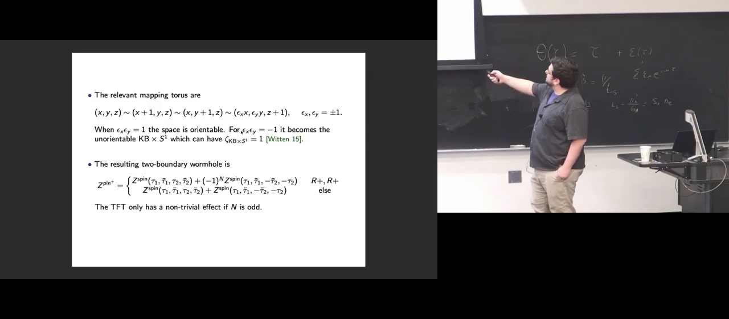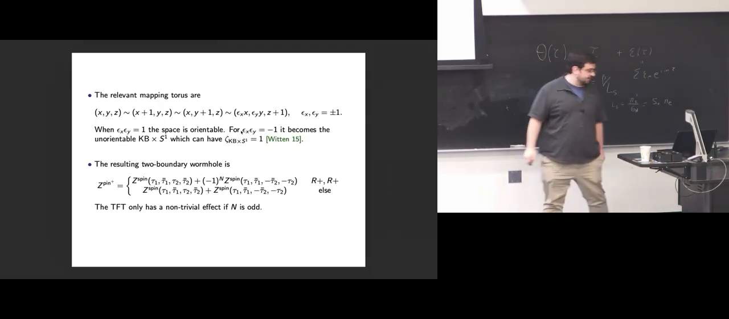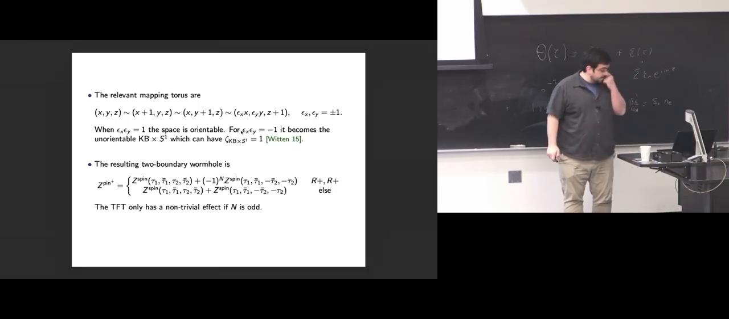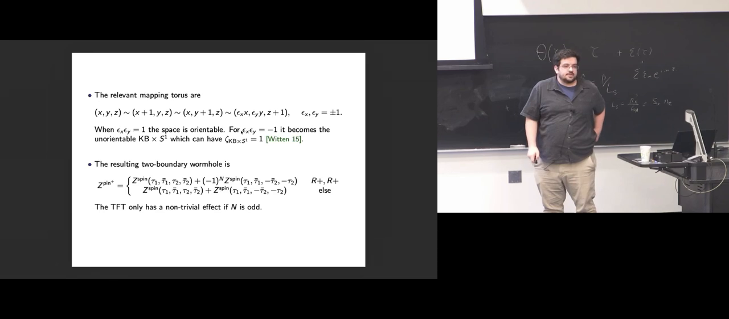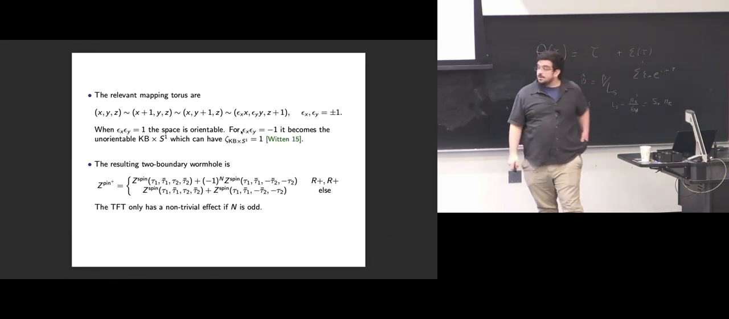When the 2 epsilons are different, then the space is unorientable, and it's actually the Klein bottle times S1, and the mod 2 index of the Klein bottle times S1 is 1. This was computed in a paper by Witten in a different context, but that's the answer. So we identify at least one geometry that is affected by this phase of the topological field theory.